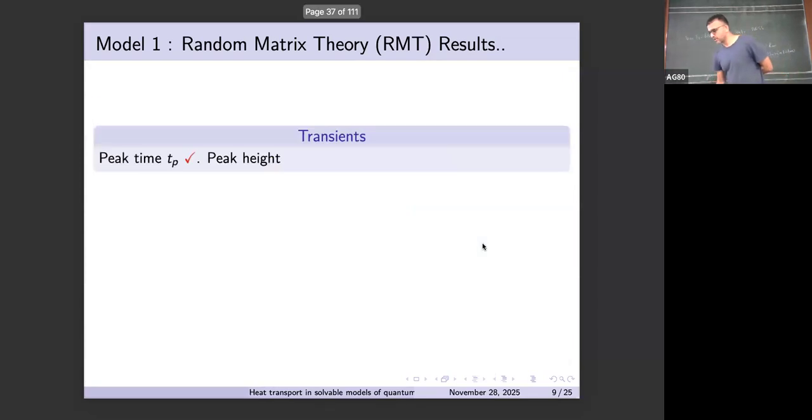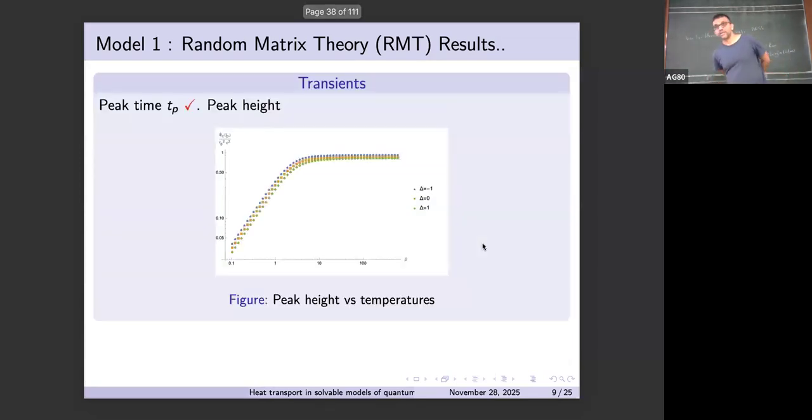We could also work out the peak height at low temperatures. It was some constant, and as you increase temperature, it decreased. Unfortunately, I normalized it in the previous graph, but if you work it out, the peak height decreases. Sorry, I have to share that.